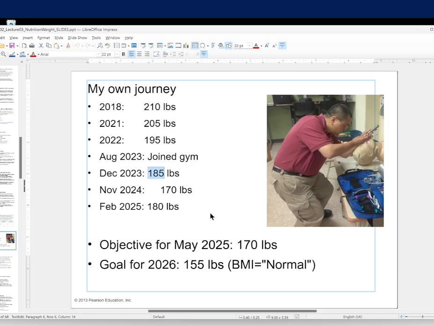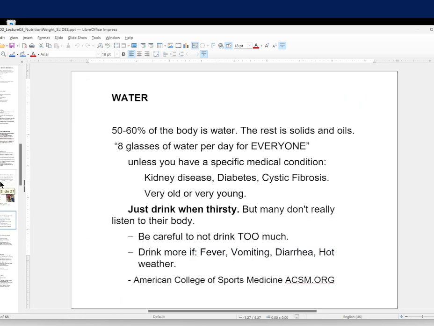But that doesn't mean I'm going to quit. I'm going to keep on trying. So I'm going to pledge to reach my 170 by the end of this semester. I don't feel like I have to catch up. I'm just continuing my journey, that's all. And then my goal for sometime in 2026 is to reach the normal BMI category.